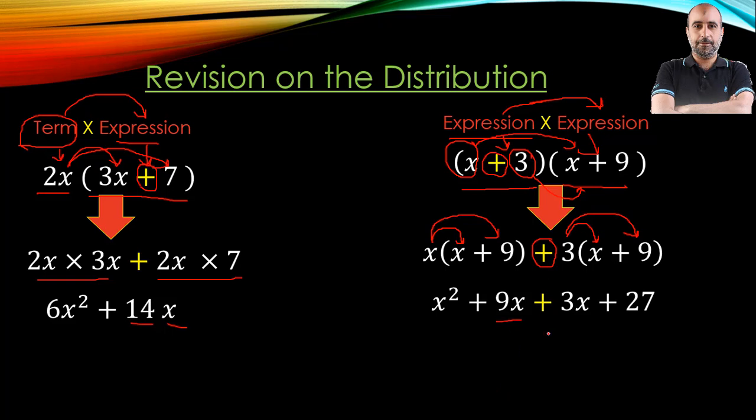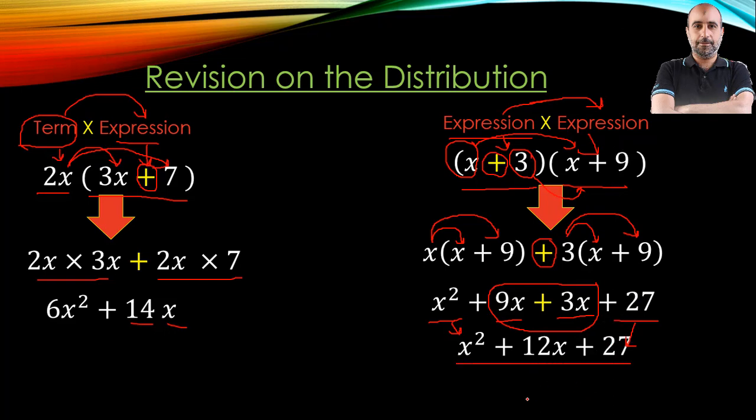Notice what? Notice that there are two like terms. The two like terms, we have to find the result. Bring down x power 2 and bring down also 27 and find the result. Plus 9 plus 3 equals plus 12, and finally x power 2, bring down, 9 plus 3 equals 12x plus bring down 27, and that's it. That's how we can distribute a term on an expression or an expression on an expression.